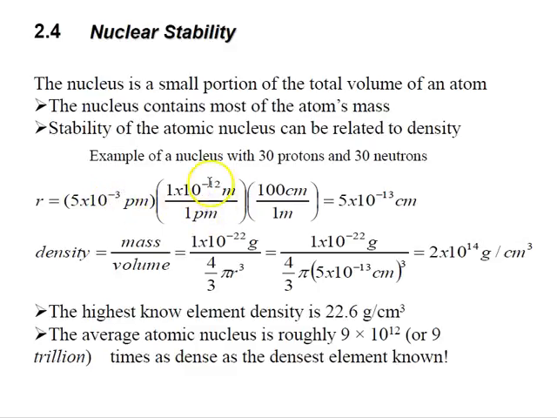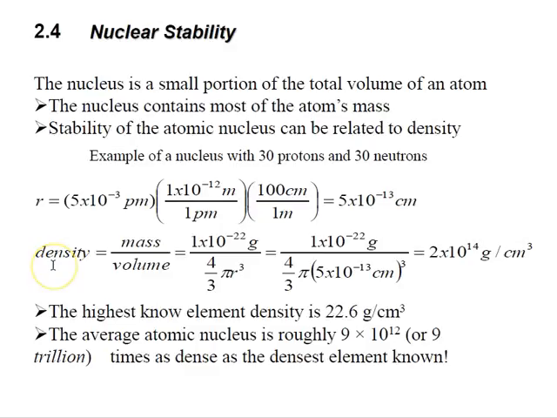The ratio is set up with meters in the numerator, picometers in the denominator. Just like in the last video with conversions, picometers will cancel. The next conversion takes 100 centimeters in the numerator and 1 meter in the denominator. Meters cancel. This leaves us with centimeters. Performing this math, we get 5 times 10 to the negative 13. So this just moves our decimal place to go from picometers to centimeters.